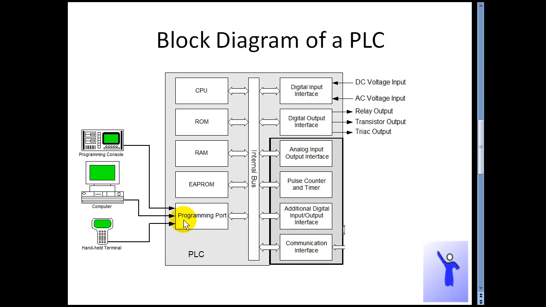So this programming port enables the CPU or this PLC to communicate with various other programming devices through which you probably program the PLC. Most probably nowadays you will be using a computer or a laptop device. So the computer can be connected to the PLC, most probably using an RS-232 communication port, or nowadays using a USB port.